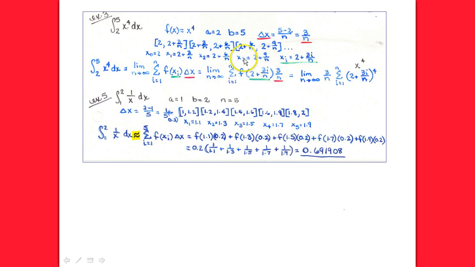All right, so once we created this piece right here, just as we did last time, we're going to take our 3 over n, which is a constant, and move it out in front of our summation just to make things a little less cluttered.